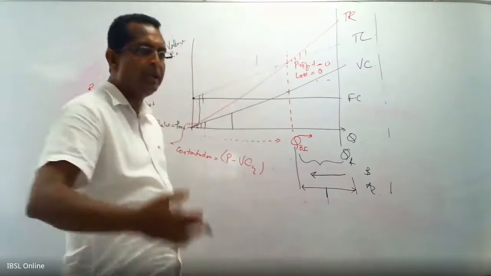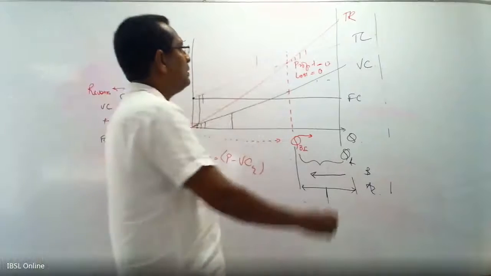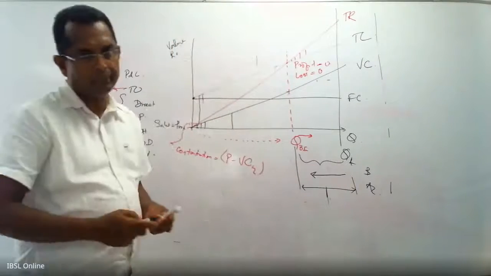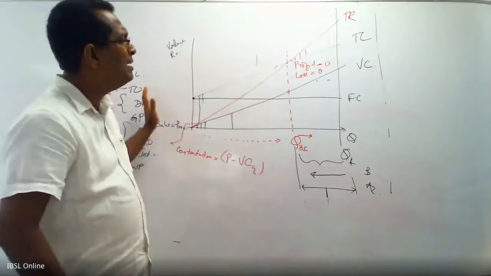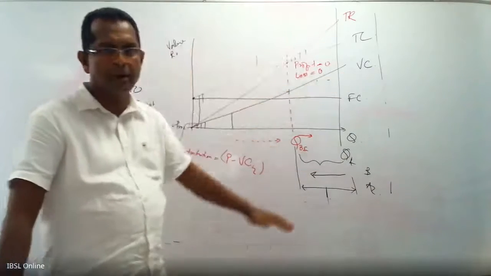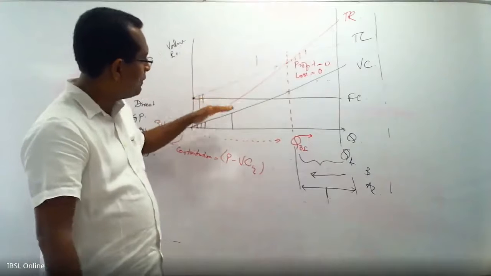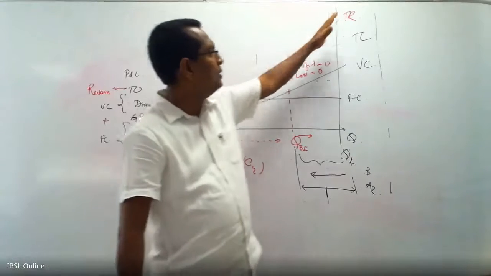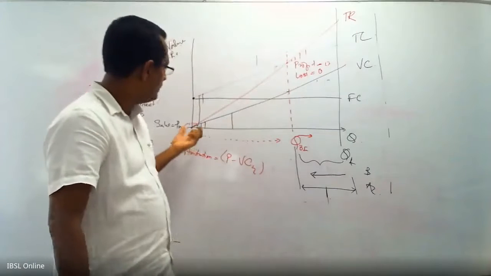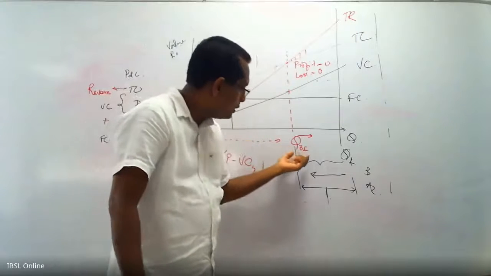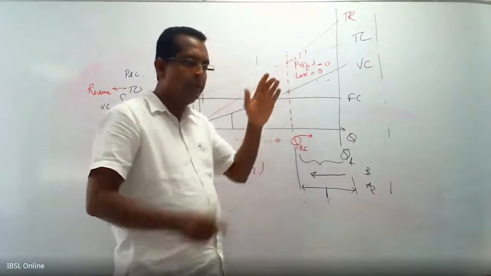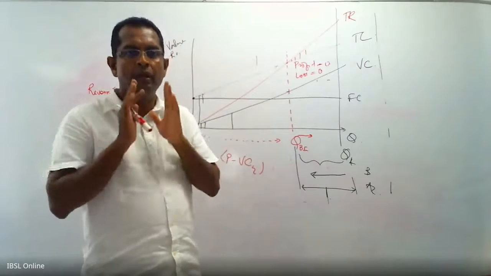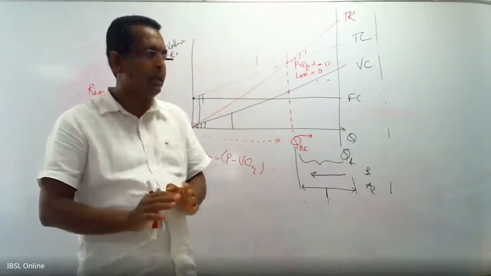It can be quantity, it can be sales. If you take it from here, it is sales. If you take it from here, it is quantity. So this is the break-even graph. You have your fixed cost, you have your variable cost, you have your total cost, and you have your revenue. So there is one quantity where no loss, no profit situation. That is called break-even quantity.